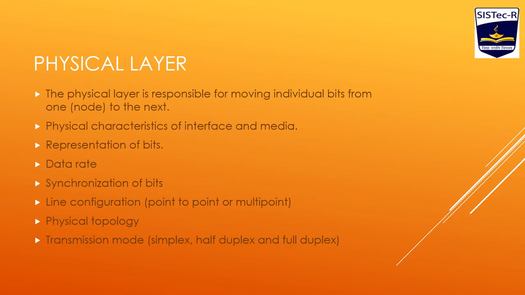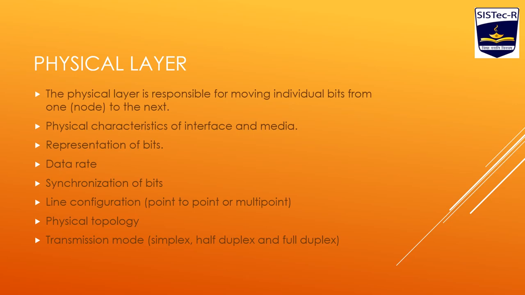Now the physical layer. The physical layer is responsible for moving individual bits from one node to the next node. Means in the physical layer, data will reside in the form of bits. What are bits? Bits means 0 or 1, which is called binary language. As I already explained, our computer understands binary language, which means a 2-digit language, 0 or 1. So data will reside in the form of bits.